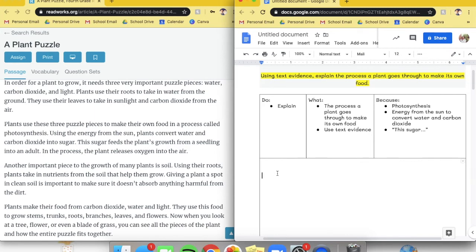I'm not going to waste my time making it all sound great. I'm just going to get straight to my point. So I'm going to write, a plant uses photosynthesis to make its own food.